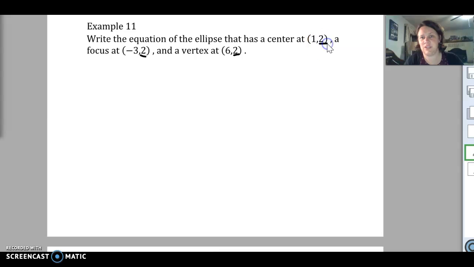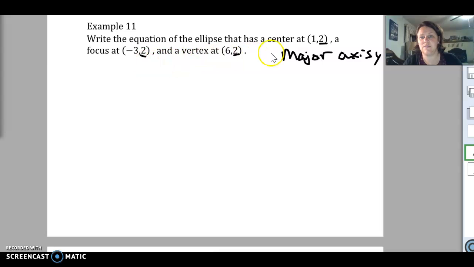All of these have a 2 in common. That is important to note, because if our center is at (1, 2), and our focus point is also at 2, and our vertex, this tells me that my major axis is y. It also tells me that this is a main vertex, not a co-vertex.